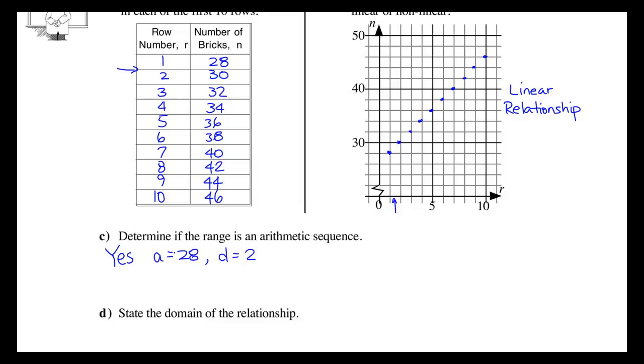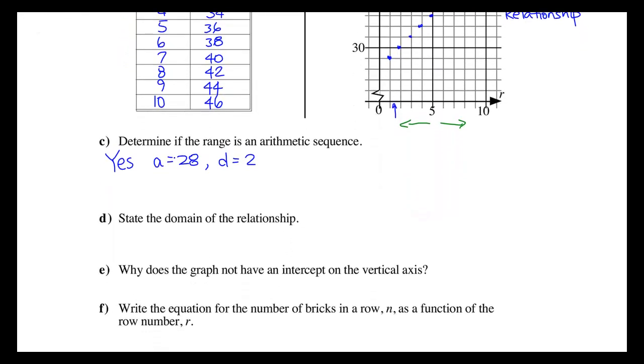Part D. State the domain of the relationship. So the domain is talking about the x values this way. So the x values are the set of natural numbers. So we don't go into the negatives. We don't include 0. So it is the set of natural numbers. And in this case, it's only basically from 1 to 10, up to 10.